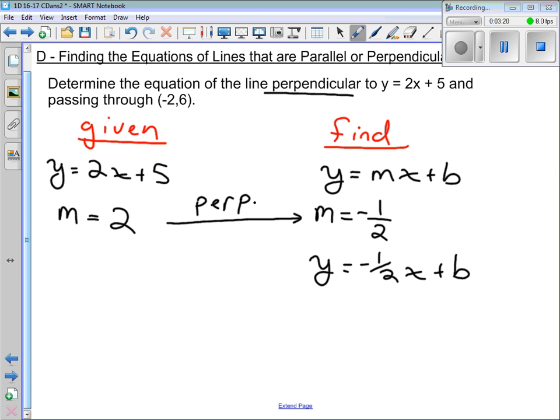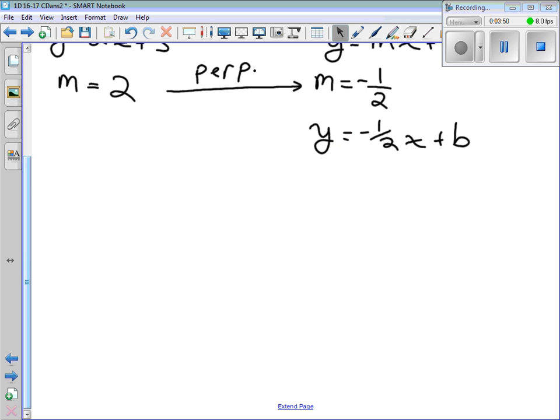Now you had lots of practice doing this in Unit 14-15. What are we going to do from here? What else do we know about this line that we're trying to find? Well, we also know that the line that we're trying to find goes through this point. So this point, negative 2, 6, is on this line that we are trying to find. So what can we do with that x and that y? Steph? Yeah, we can substitute them into our equation here.